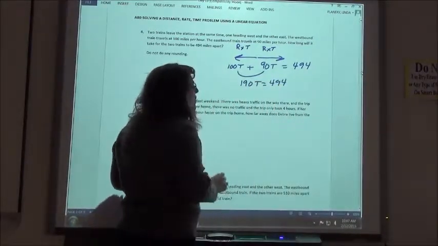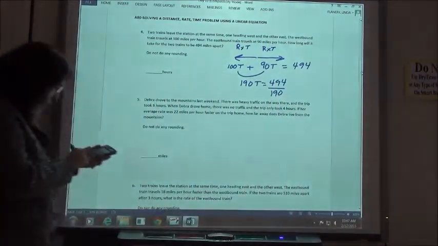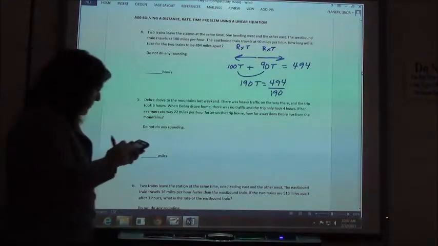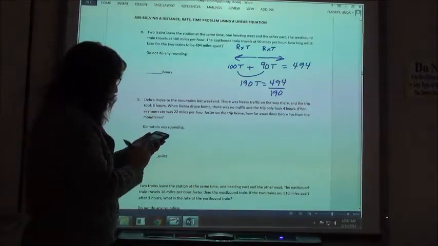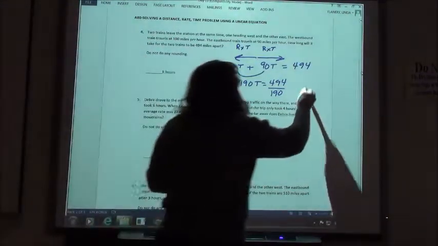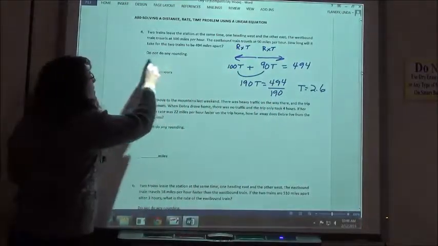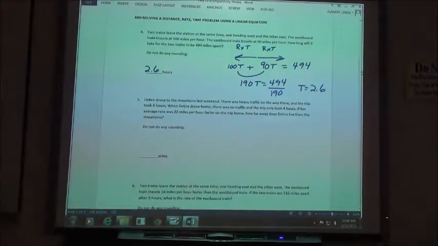And in order to solve that, of course, all we have to do is divide. 494 divided by 190 gives me 2.6. So my time is 2.6 hours. Tells me not to round it off. So 2.6 hours is how long it would take them to be 494 miles apart.